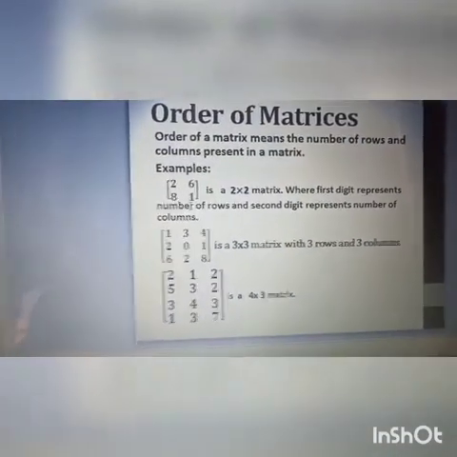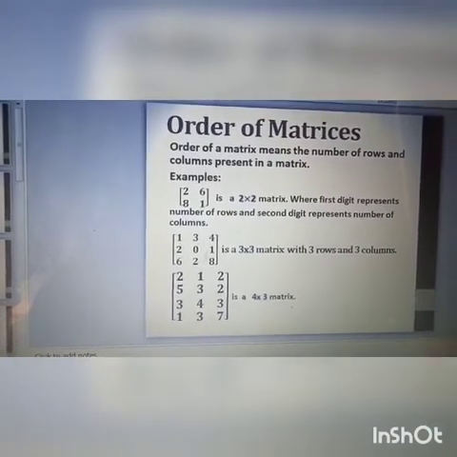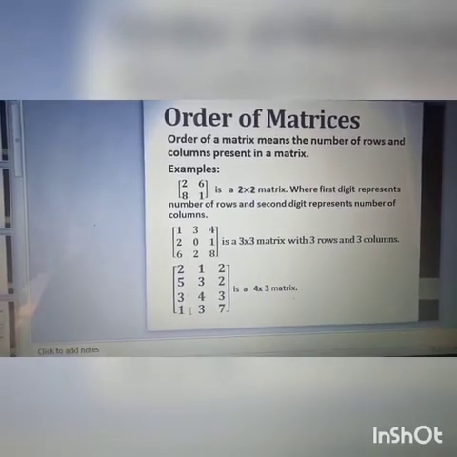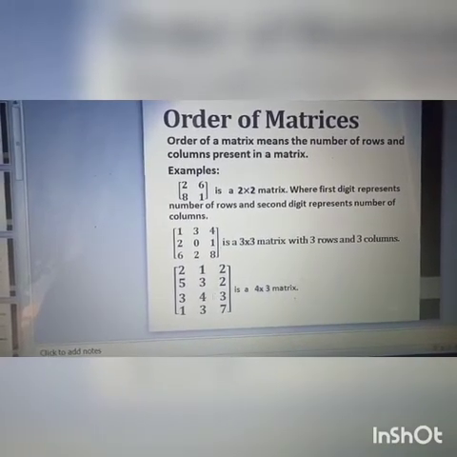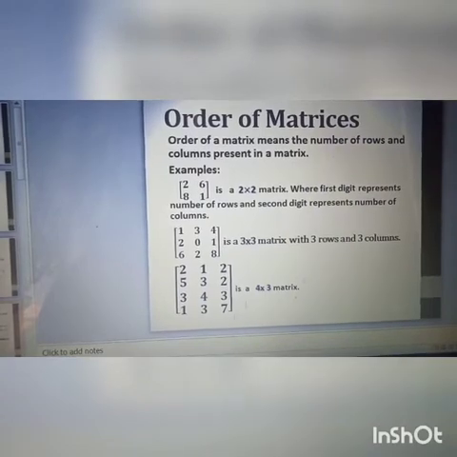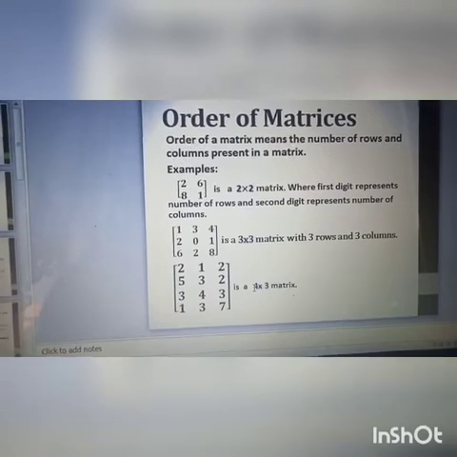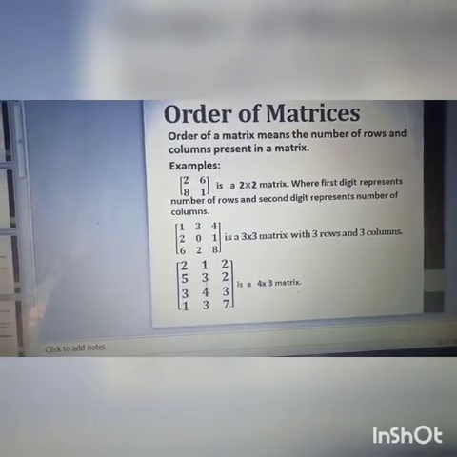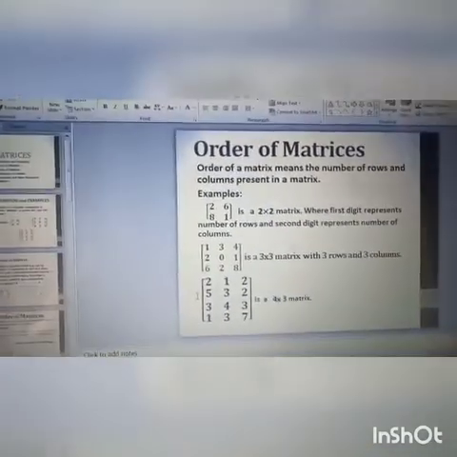Fine. And if you see the second example, it is very clear. 3 rows and 3 columns are there. So the order of the matrix is 3 cross 3. And if you see the third example, 1, 2, 3, 4, 4 rows are there, and 1, 2, 3, 3 columns are there. So while writing the order of a matrix, the first digit represents the number of rows and the second digit represents the number of columns of that matrix. So this matrix is of 4 cross 3 order. Order of matrices is done. Let's move forward.